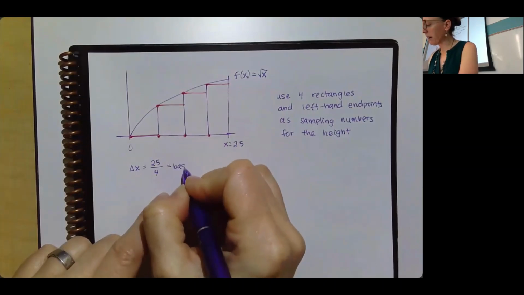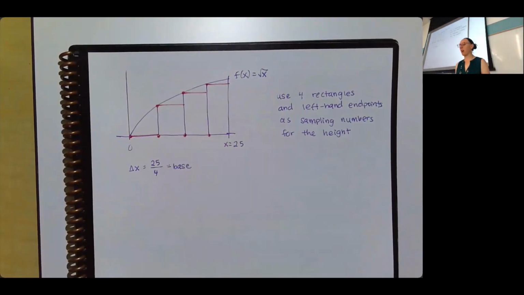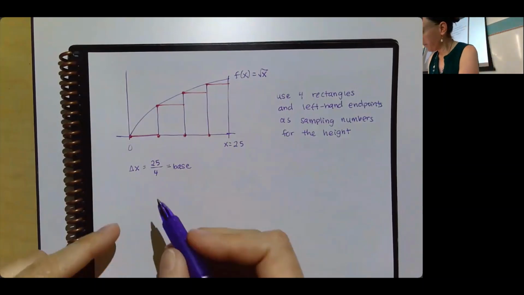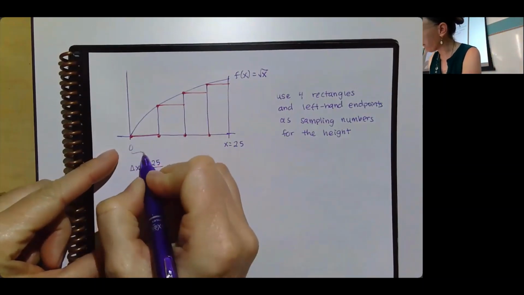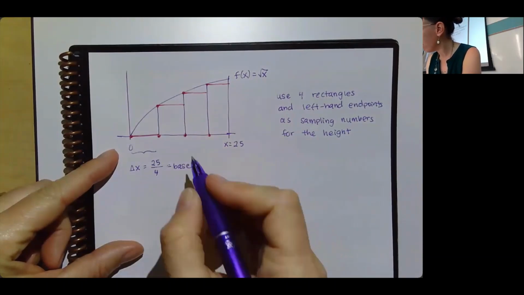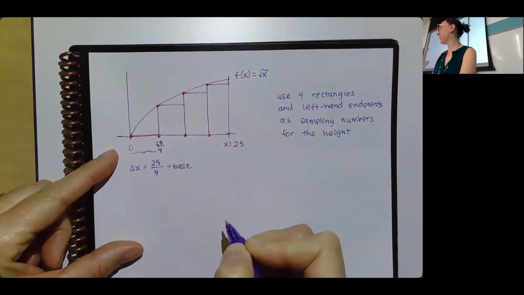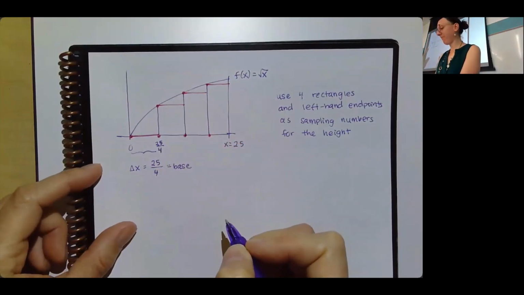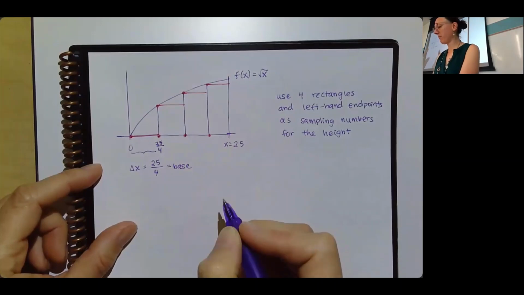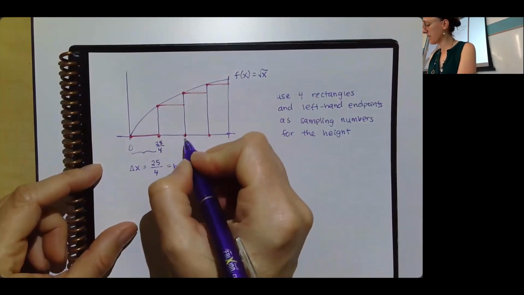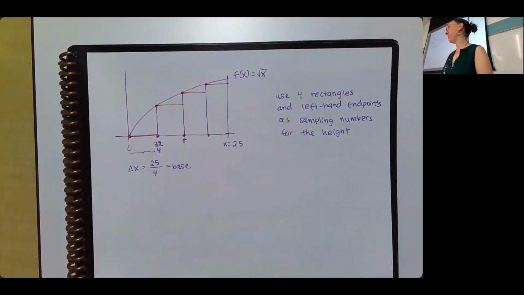So the base of each of my rectangles here is 25 over 4. So I need to actually know what the X values are that we're going to plug in to get those heights. Well, if the width of this is 25 over 4, then that first X value is 25 over 4. What's the next X value going to be? I'll take your 25 over 2.